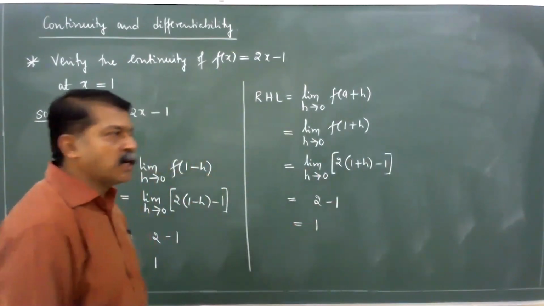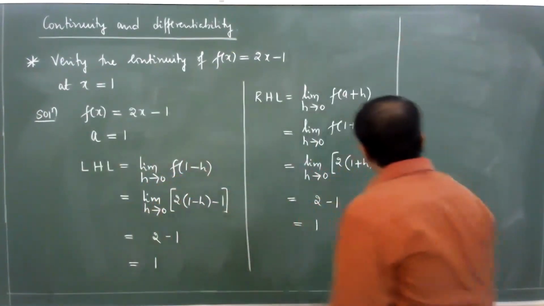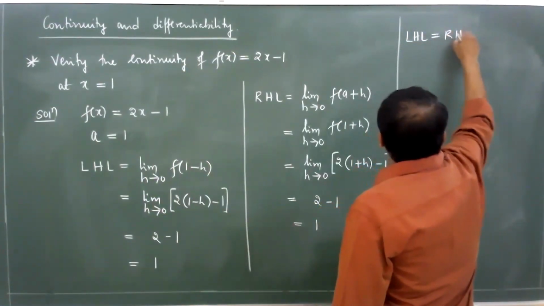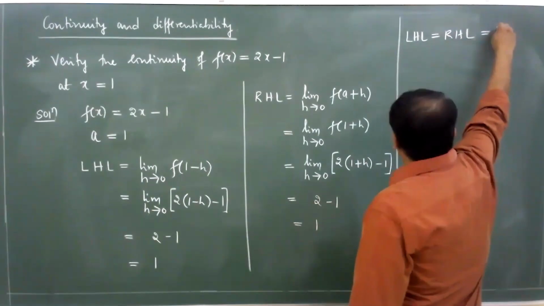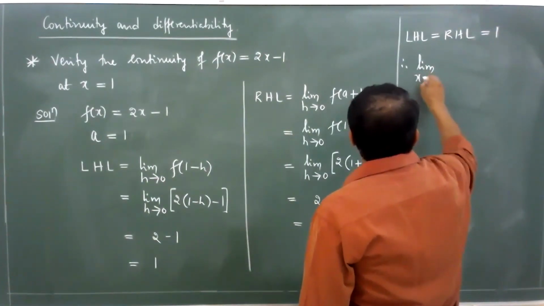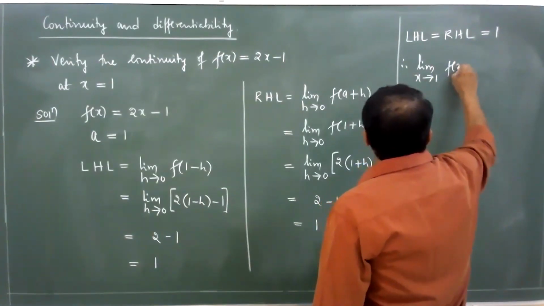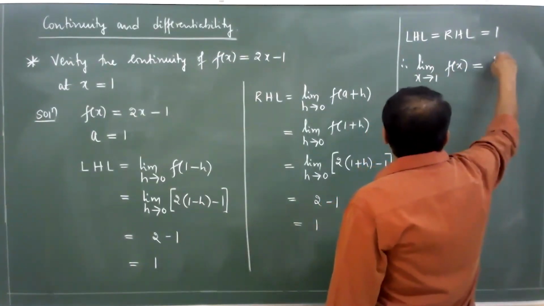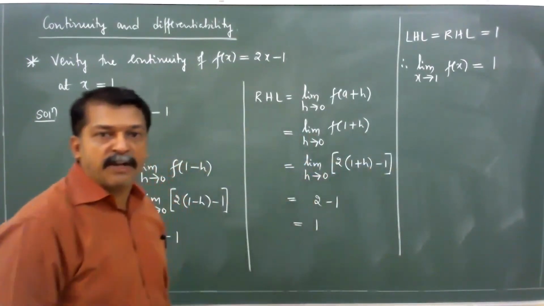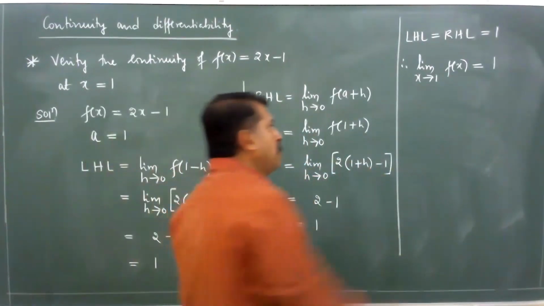What is the conclusion? LHL is equal to RHL, which is equal to 1. Therefore, limit x tends to 1, f of x exists and it is equal to 1. That is the conclusion. Limit x tends to 1, f of x is equal to 1.